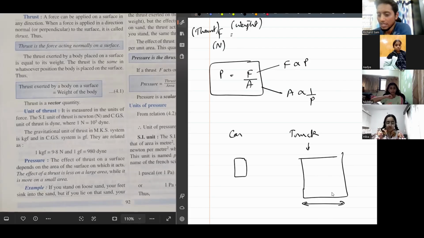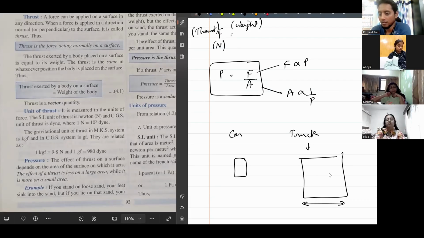Less pressure exerted on the road. Yes, by increasing the area of contact, you're able to reduce the pressure on the road. So if you notice, any vehicle that is heavier and bigger will always have fatter tires to reduce the pressure exerted on the road.